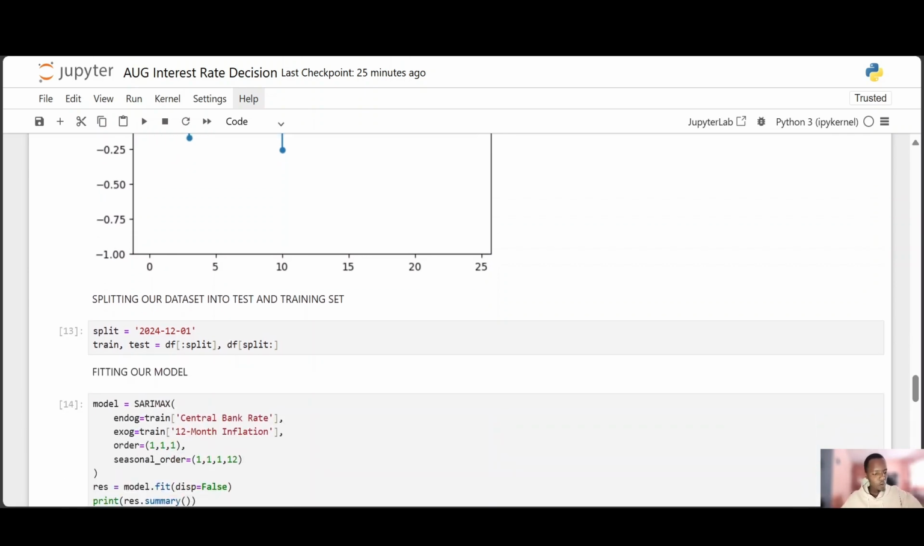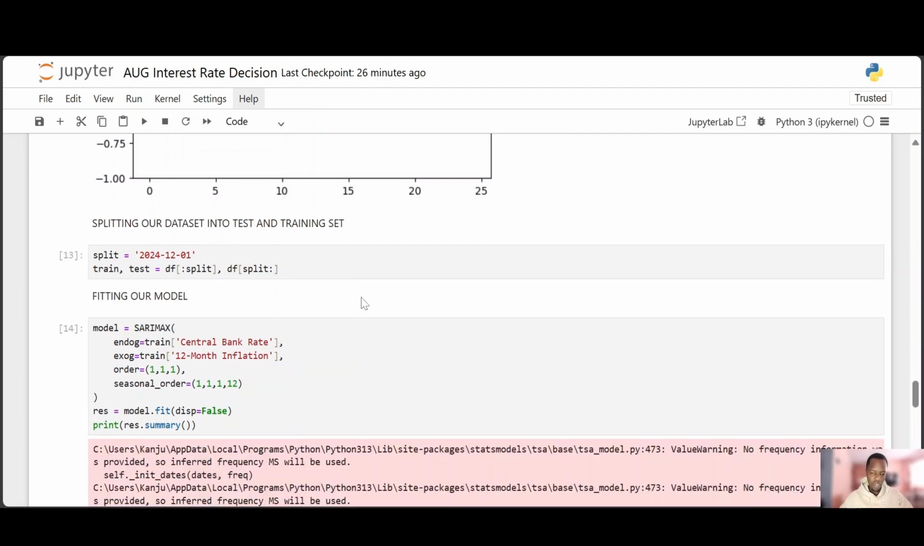Okay, so it's now time to prepare our data for modeling, and we're going to split our data. We will have our training set running from June 2006 to December 2024, and our test set from January 2025 to June 2025.